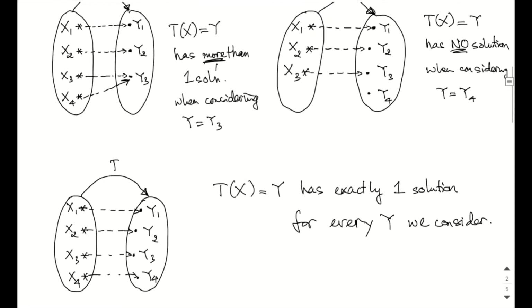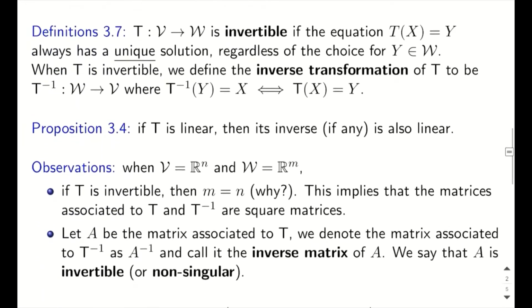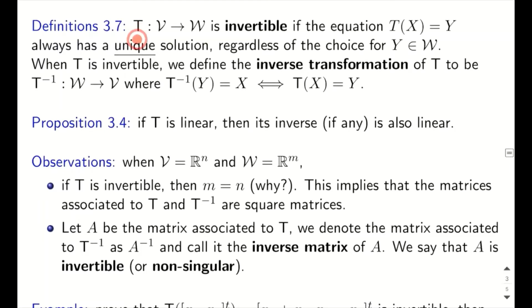Motivated by these observations, we are going to define what it means to be an invertible linear transformation. Suppose that T is a transformation from V to W. This transformation is said to be invertible if the equation Tx equals y always has a unique solution regardless of the choice you make for y. Being invertible means you can go back from W to V. So the inverse transformation will take a vector in W back to the unique vector in V, and we write it as T to the negative 1.